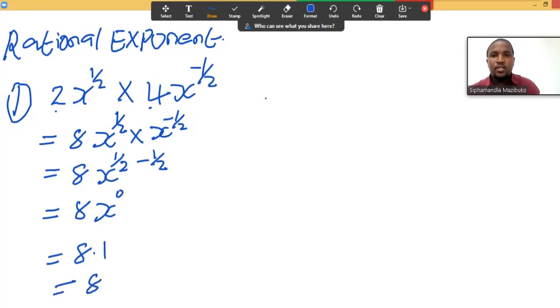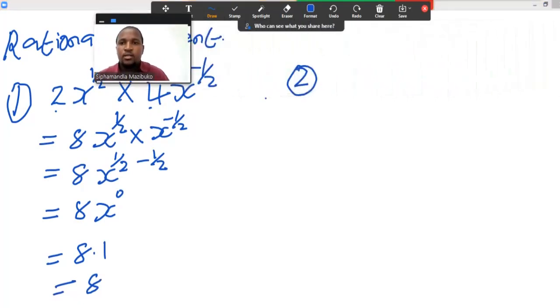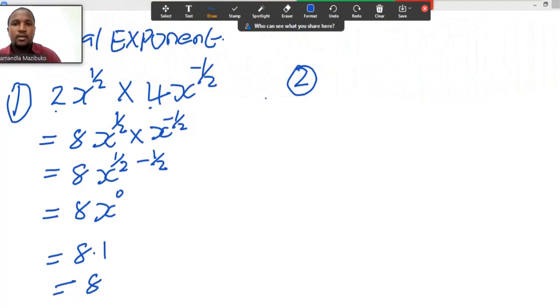Okay, let's look at the second example. This is our second example. Okay, can you move this one to that side at least? And then we have our next example. Let's look at this one.